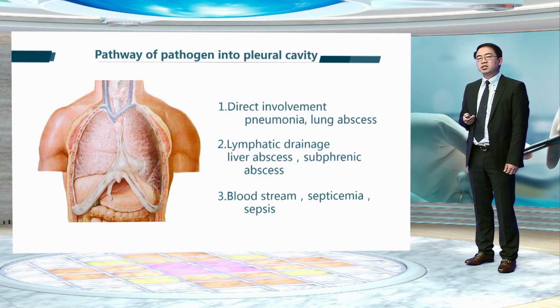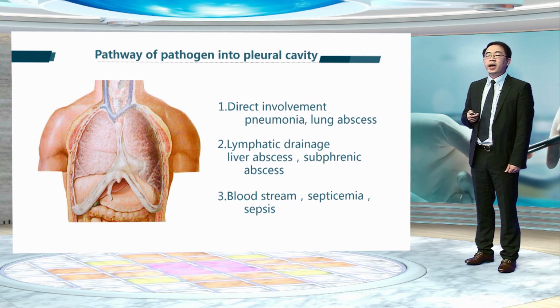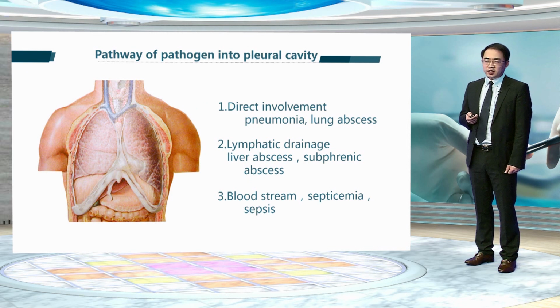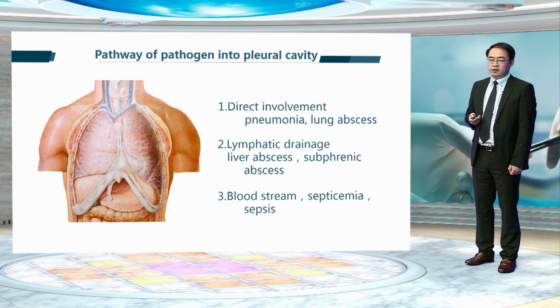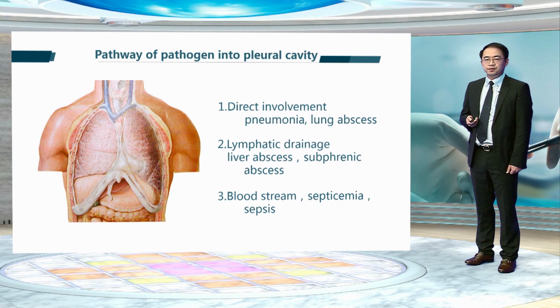So there are three pathways for pathogens to enter the pleural cavity. The first is direct involvement, such as pneumonia and lung abscess. The second is lymphatic drainage, such as liver abscess and subphrenic abscess. And the third is the bloodstream, such as sepsis.